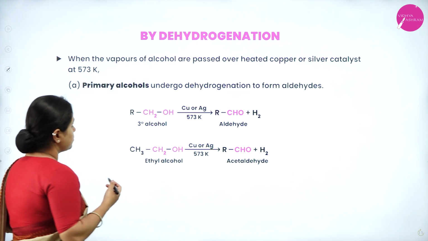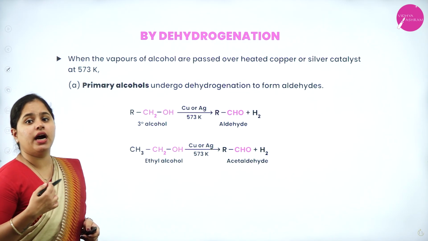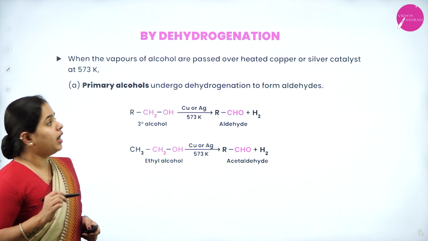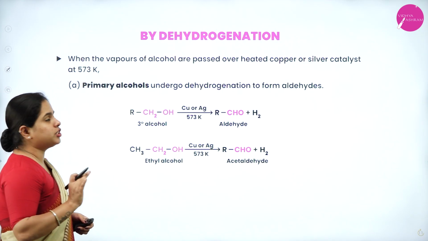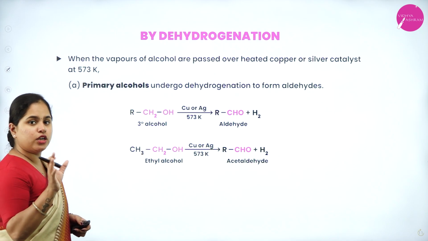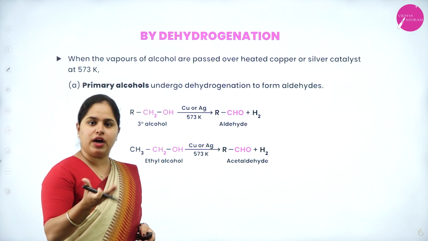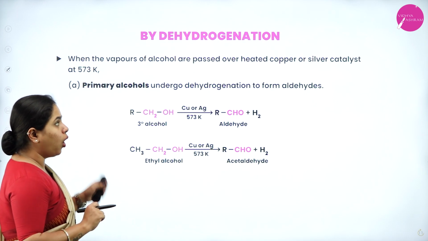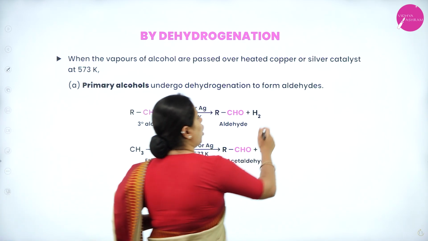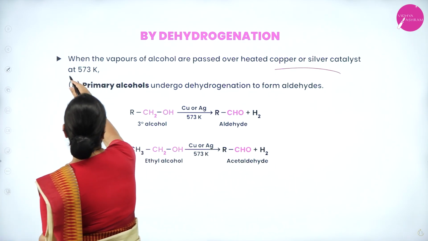Right. Now, the next one is by dehydrogenation. Okay, dehydrogenation. Now, what is dehydrogenation? We are going to remove hydrogen, right? D stands for removal, hydrogenation. We are going to remove hydrogen, right? When the vapors of alcohol are passed over heated copper or silver catalyst at 573 Kelvin.